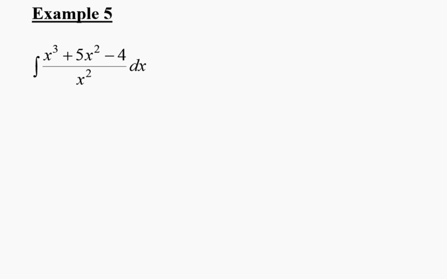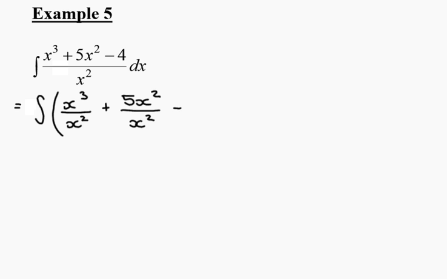Now, in this particular example, we've got a function divided by a function. Like I said, there's no rule in our integration rules that allows us to deal with quotients. But again, just like we do with derivatives, we can split each term in the numerator over the denominator and deal straight with our power rule. So let's do that. This is the same as finding the integral of x cubed divided by x squared plus 5x squared divided by x squared minus 4 over x squared integrated with respect to x.